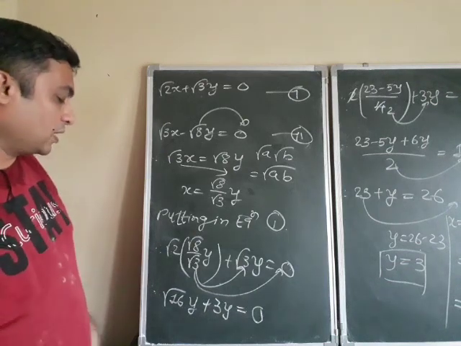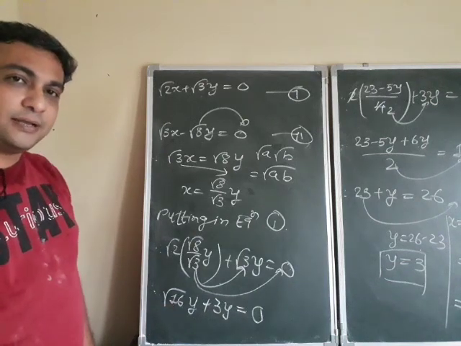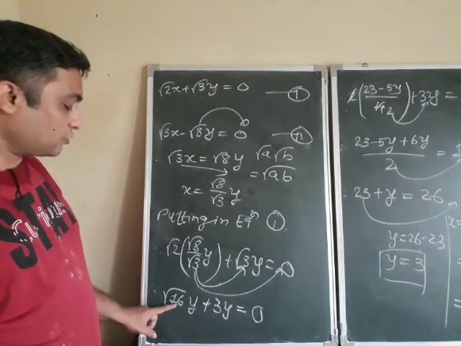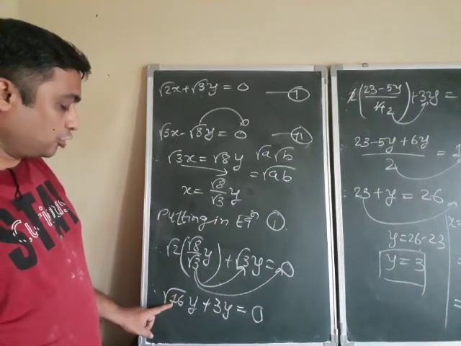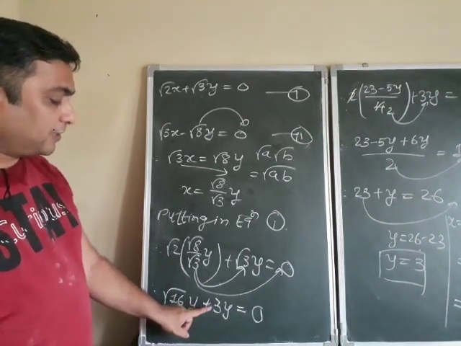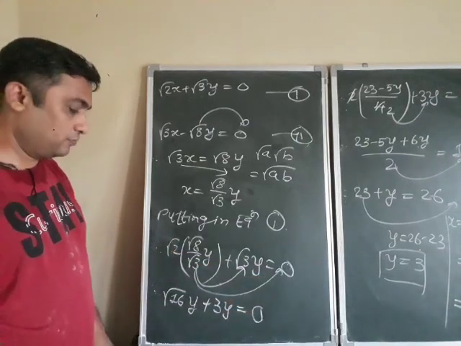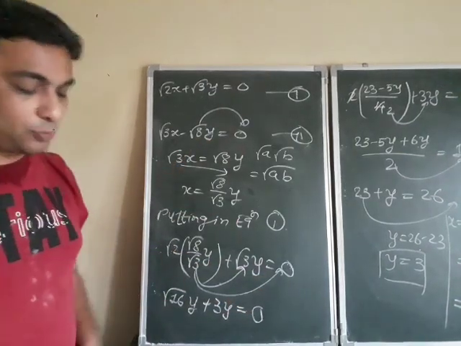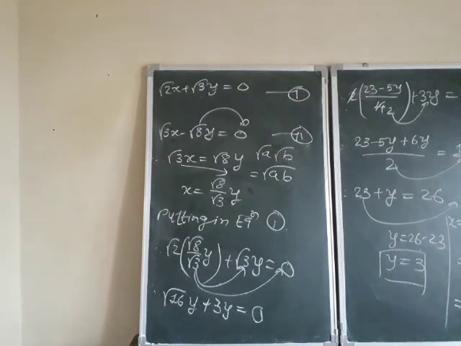चलिए ready? अब 16 का square root possible है? हाँ या ना? What is the square root of 16? 4. So next step you write 4y plus 3y is equal to 0. Okay? See the next one. Next steps.